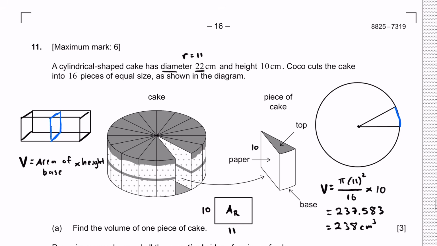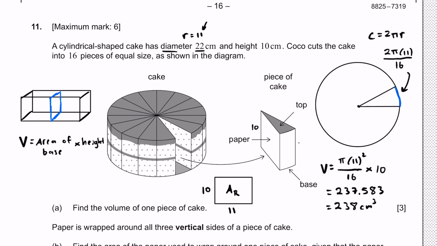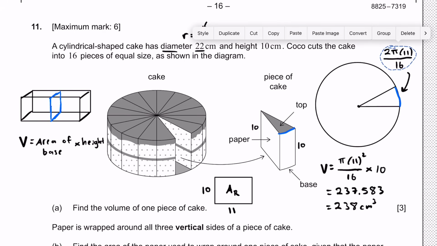The circumference of a circle is given by 2 pi r. In this case, we don't have a whole circumference, we only have 1/16. So with 2 pi r, radius once again being 11, we only want 1/16 of that. That would correspond to this fractional part of our circle. So let's look at this curved surface. This is once again going to be 10, and this is that curved surface, given by 2 pi r over 16.